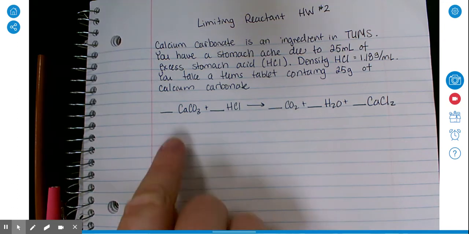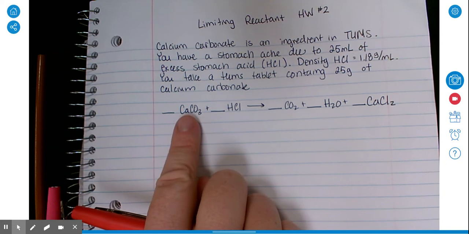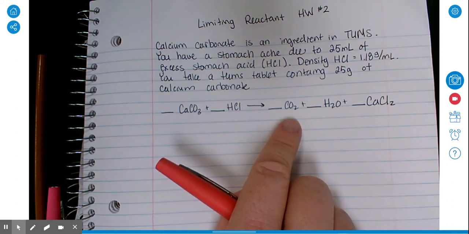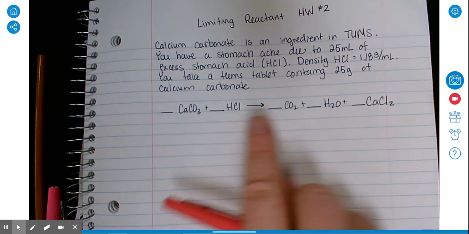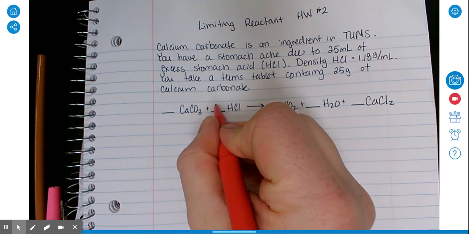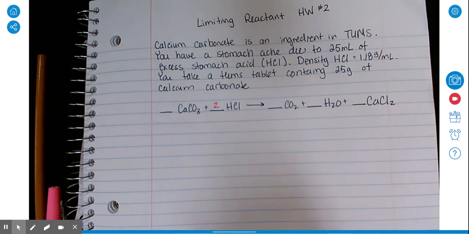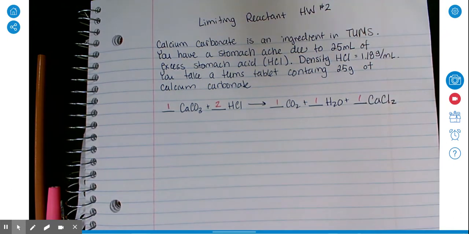I just kind of eyeball it. 1 calcium, that's good. 1 carbon, that's good. 3 oxygens, that's good. 1 hydrogen, 2 hydrogens. So I need 2 here. That gives me 2 chlorines and 2 chlorines. So this is pretty straightforward. 2 HCl's and 1's for the rest.